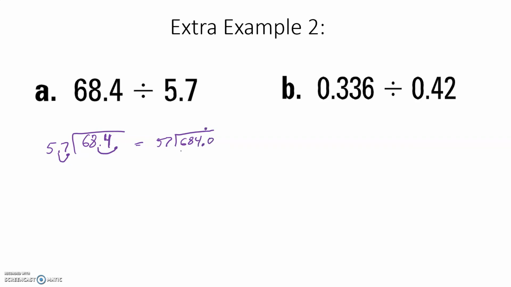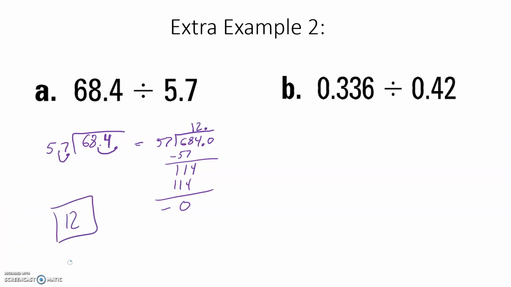57 goes into 68 one time. Let's see. 1, 1, but now 4 goes into 14 2 times. It's going to be 114, and that's going to give me 0. So I'm done. So the answer is 12.